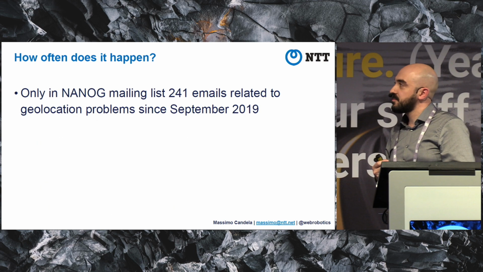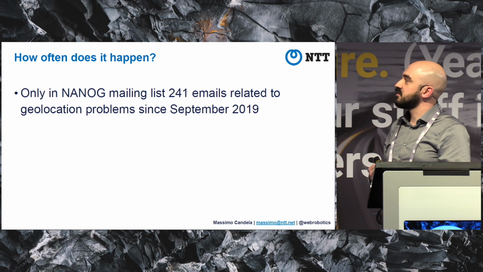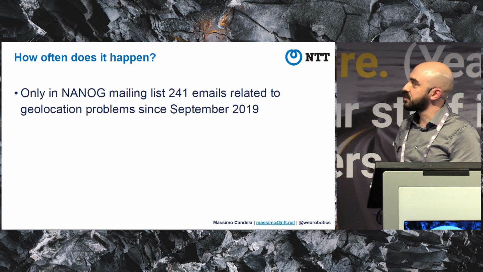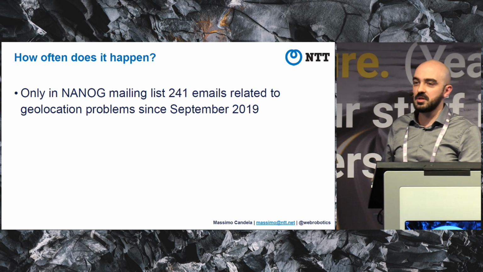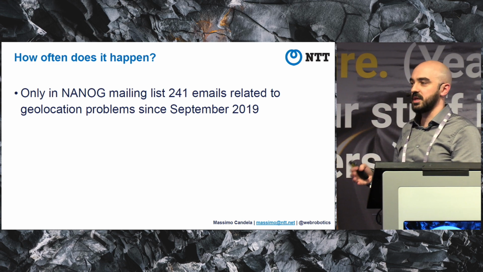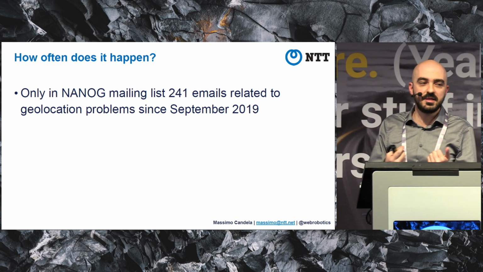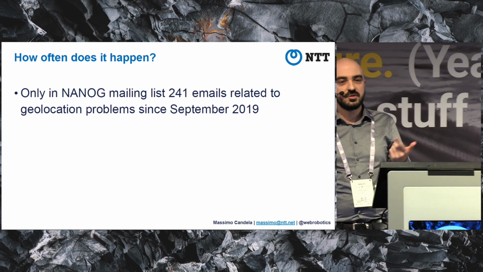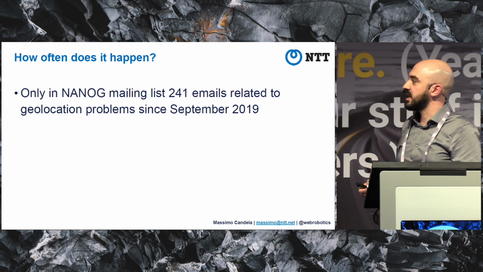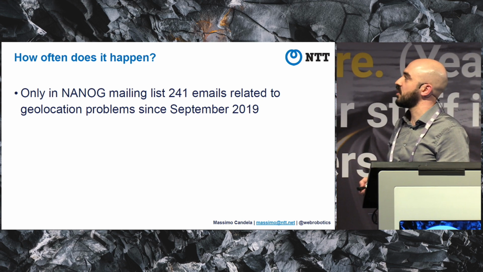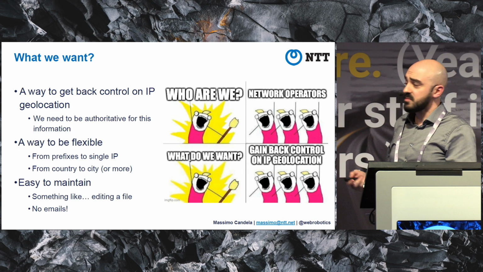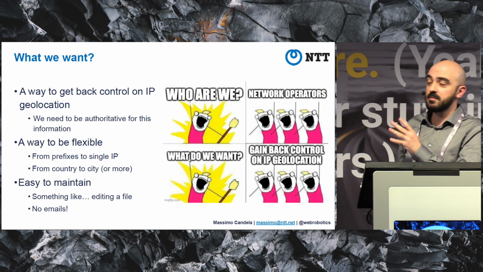So how often does it happen? Well, I checked on NANOG and I found in my mail client 241 emails since September 2009 related only to geolocation. So it does happen. And I can also tell you that at NTT we also have to fix geolocation issues, so it happens quite a lot. That was only one mailing list, a big one, but only one.